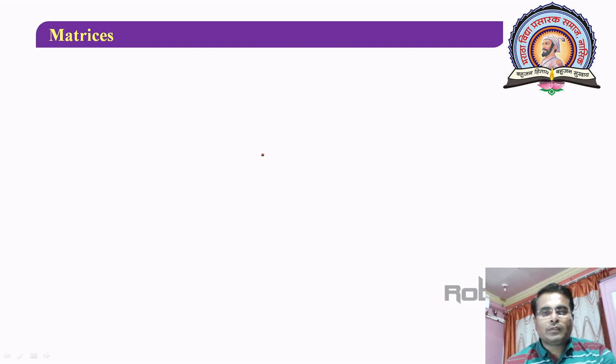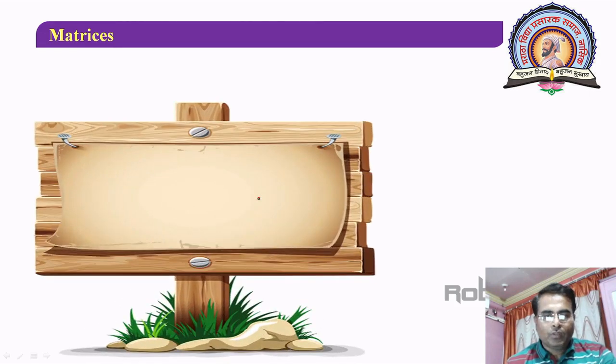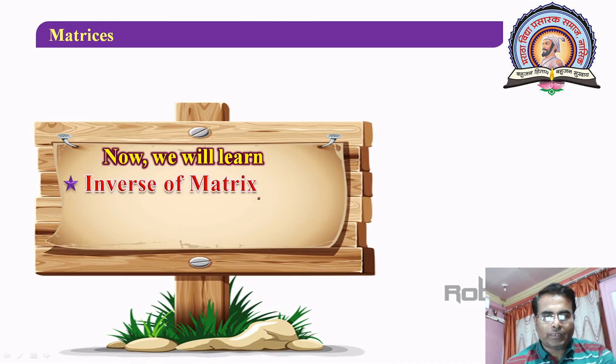In last lecture, we have seen how to apply elementary row and column transformations on a given matrix. And elementary row and column transformations have a special application which helps us to find the inverse of a matrix, which is our next concept. So let us start with the concept of inverse of a matrix.